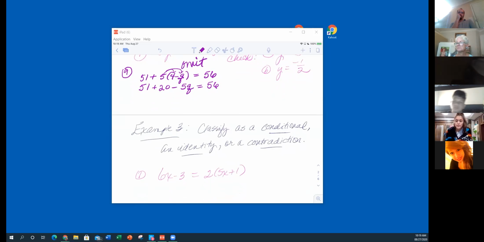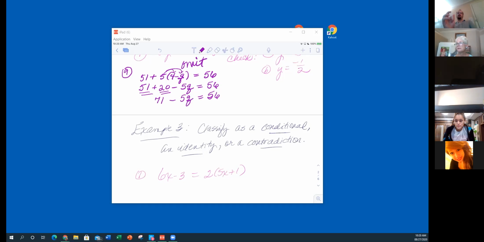Okay, give me a second. Now we're going to combine the 51 and 20, right? And that's going to give me 71. This is another case where we drop the parentheses. Yes, once you've done the distribution, parentheses are gone. So we have 71 minus 5q equals 56.